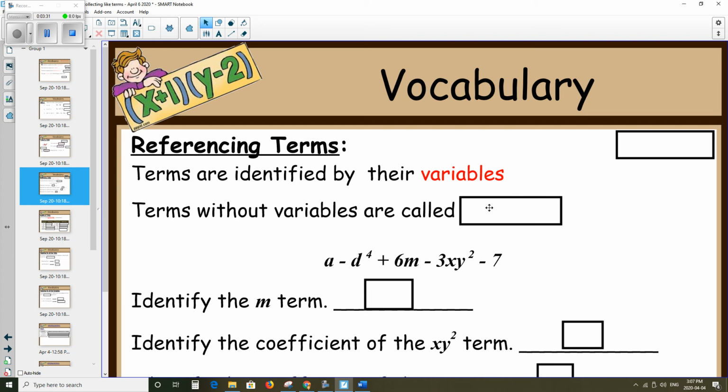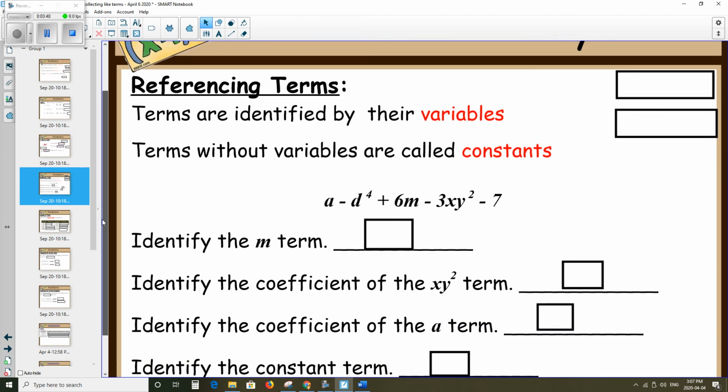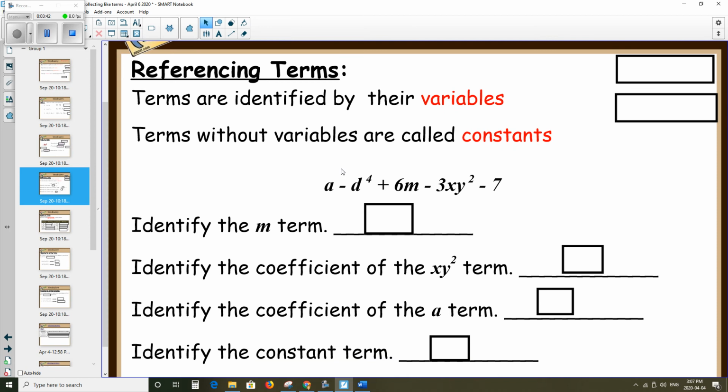A term without a variable is called a constant. So in this example here, it says identify the m term. So you're looking at, we've got 1, 2, 3, 4, 5 different terms. We're looking for the one that has an m and no other letter with it. Okay, and that would be this one here. So this is the whole term, positive 6m.